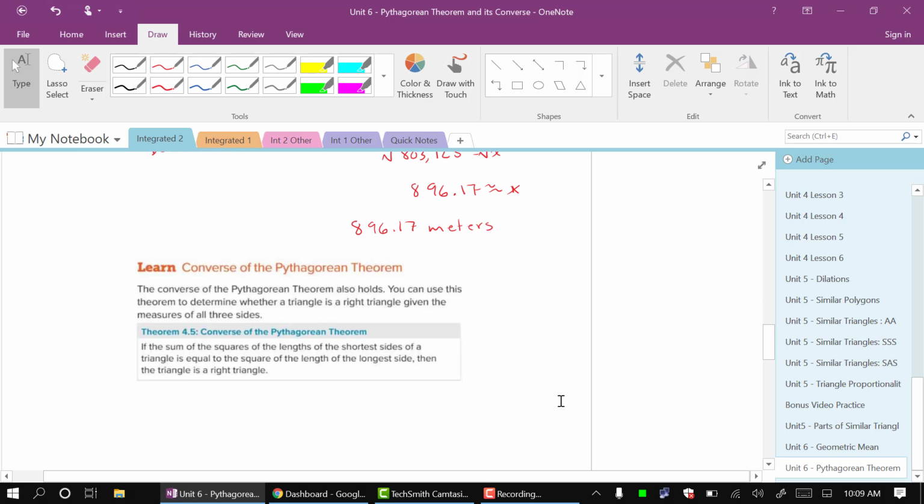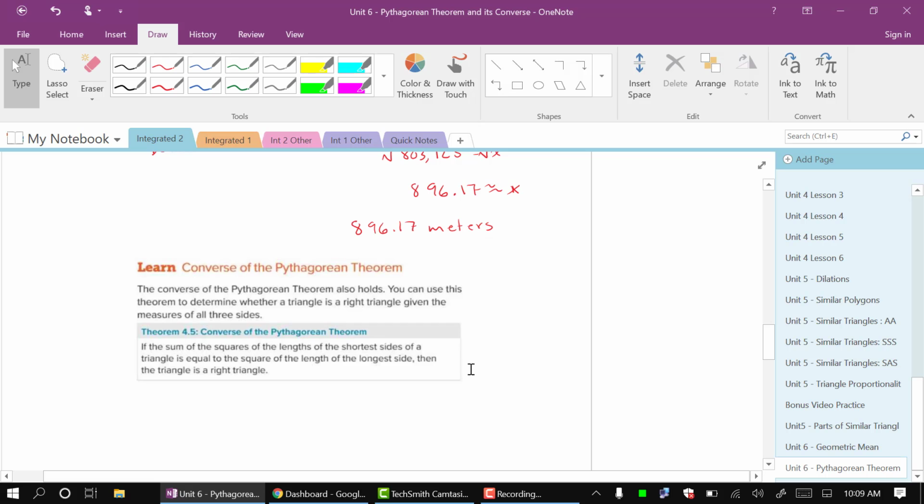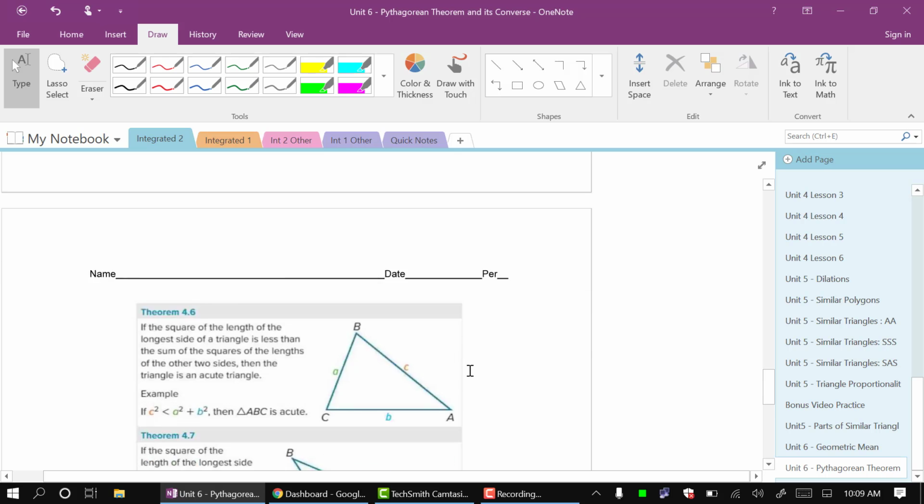The converse of the Pythagorean theorem. If the sum of the squares of the lengths of the shorter sides of a triangle is equal to the square of the length of the longer side, then the triangle is a right triangle. So if I square this, add them together, and that gives me this squared, then we have a right triangle. Here we always start off with the right triangle to find our C. This is saying we don't have the right triangle, we just have the three sides, and we're trying to identify, is this going to be a right triangle?